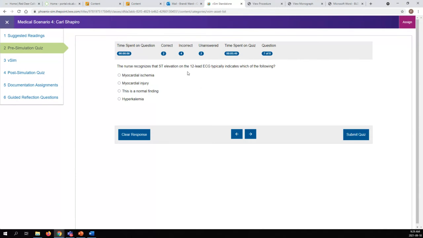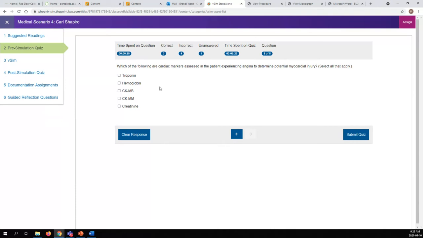The nurse recognizes that the elevation on the 12 lead typically indicates which of the following. Obviously in this case, I know that it's going to tell us that there's been an injury to the heart. And then which of the following cardiac markers is assessed in the patient experiencing angina to determine potential myocardial injury. I got troponin, hemoglobin. When you're looking at those answers, if you're struggling, you can go back to those resources. You can use your textbooks, your lab values, the whole 9 yards.